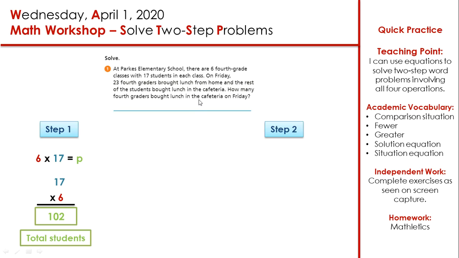On Friday, 23 fourth graders brought lunch from home. Right? So that means that from these 102 students, 23 of these brought lunch from home. And the rest of the students bought lunch in the cafeteria. Right here we have a keyword, which is "the rest." That means I'm supposed to subtract, find the difference, which is kind of the same, right? So using this number right here, 102, which is the information that I just got, I'm going to begin my next step.